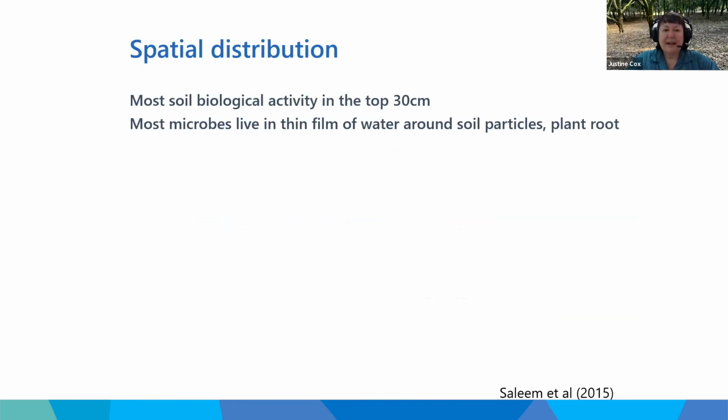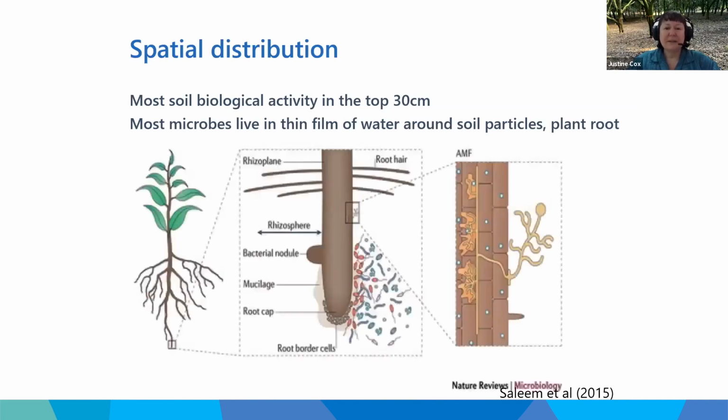If we want to know where they are, most soil organisms are really active in the top 30 centimetres. And most microbes live in a thin film of water around soil particles or plant roots. So they're actually almost aquatic organisms. If you have a look at this diagram of a plant and root system, the middle picture is a root. And all the organisms are very much associated around the root. There's almost a gel or aquatic environment around the root, and that area is called the rhizosphere.